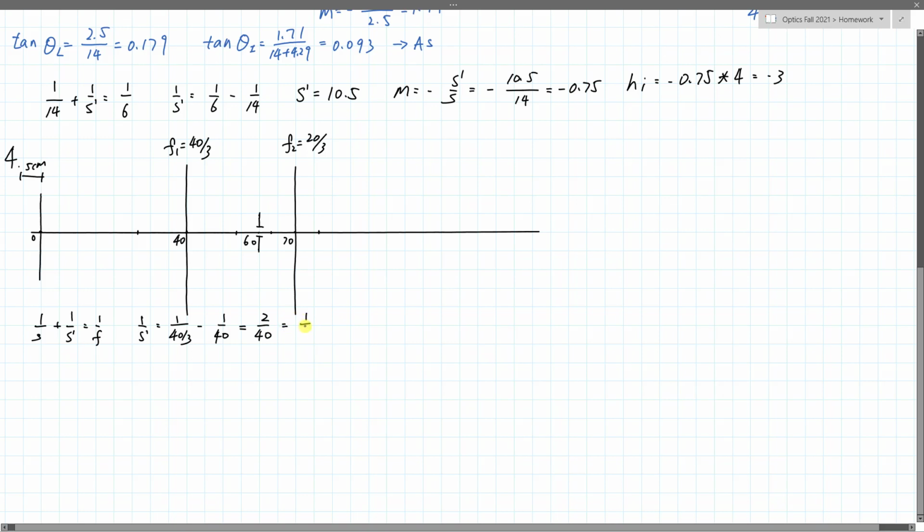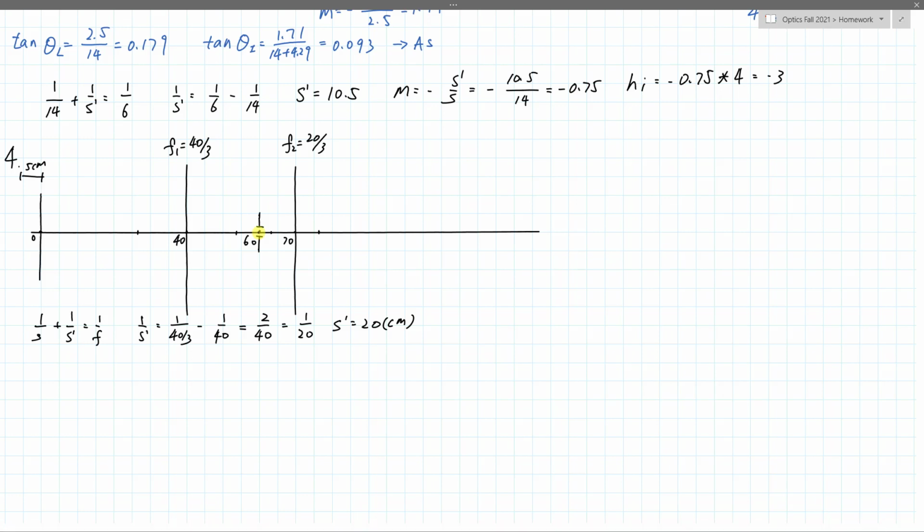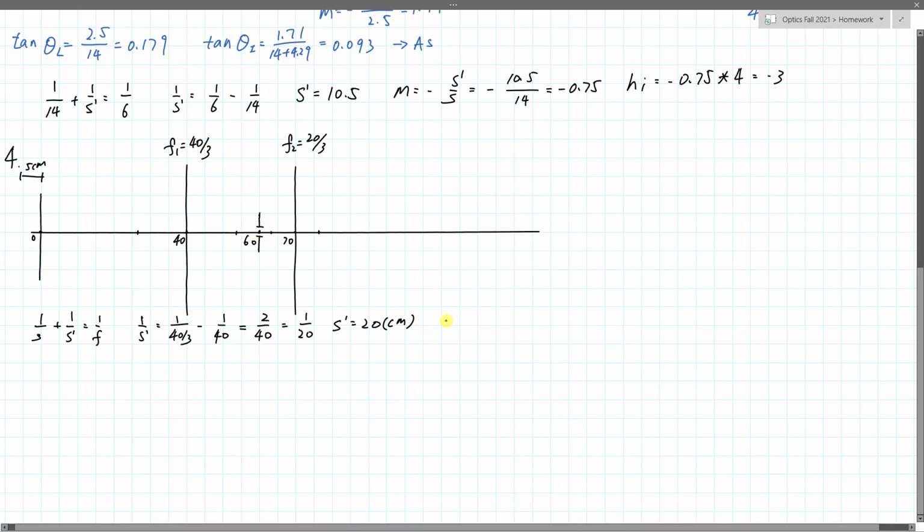So 120. So s prime is equal to exactly 20 centimeters. So block-wise, 1, 2, 3, 4 blocks. So it shows up right here. This is where the image shows up, right in the aperture. Okay, so we also want the magnification, which is negative s prime over s, so it is negative 0.5. So it's minified to 50% the transverse size.